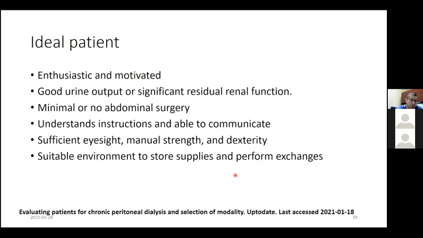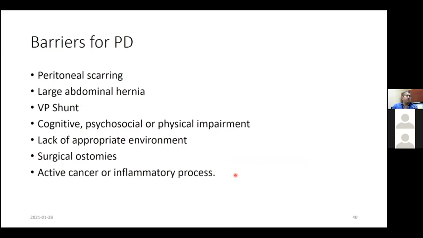So what are the barriers to PD? In whom don't you want to put the PD catheter? If the patient has peritoneal scarring, or if the patient has a large abdominal hernia, because that's going to exacerbate the hernia. If the patient has a VP shunt, obviously, there's a connection between the brain and the peritoneum. You don't want to have peritonitis there.